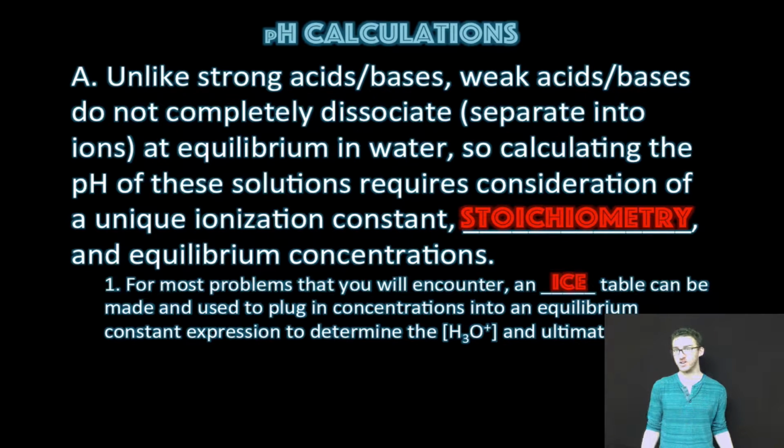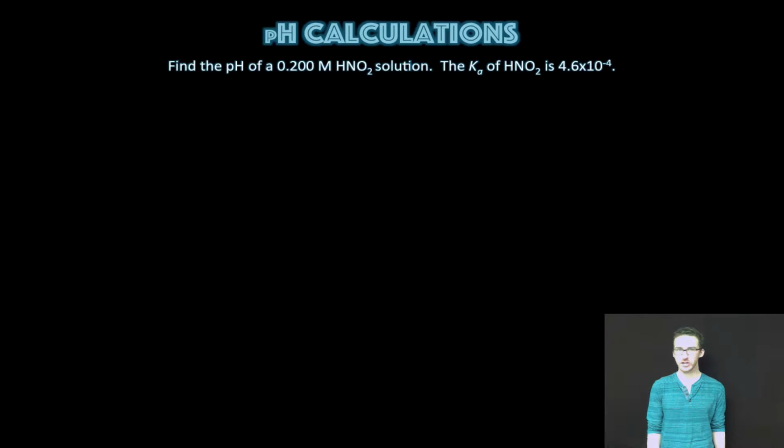Now, best way to understand this is to take a look at an example. That's just what we're going to do. Let's say we wanted to know the pH of a 0.200 molar nitrous acid solution. We're told the Ka for the nitrous acid solution is 4.6 times 10 to the minus 4. So this is a weak acid. We're not going to have complete ionization here. So we can't just use straight up stoichiometry to determine hydrogen ion concentration.